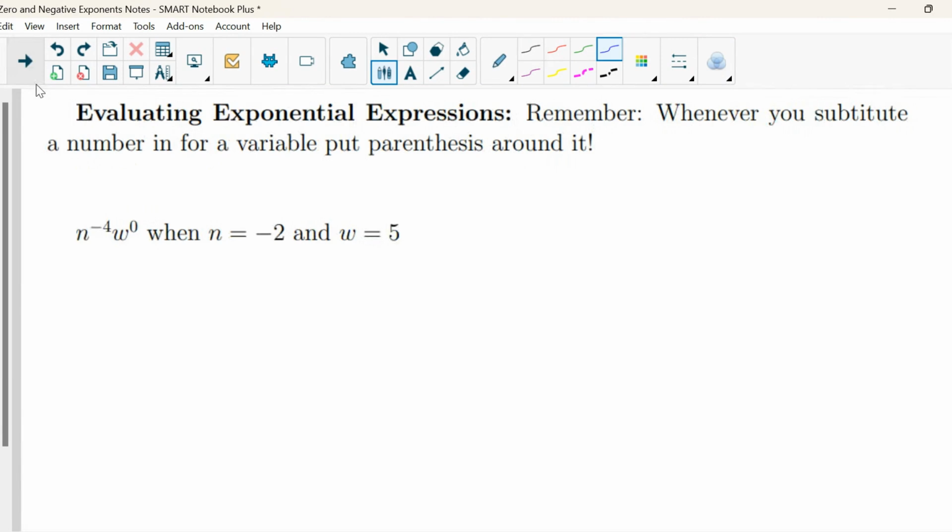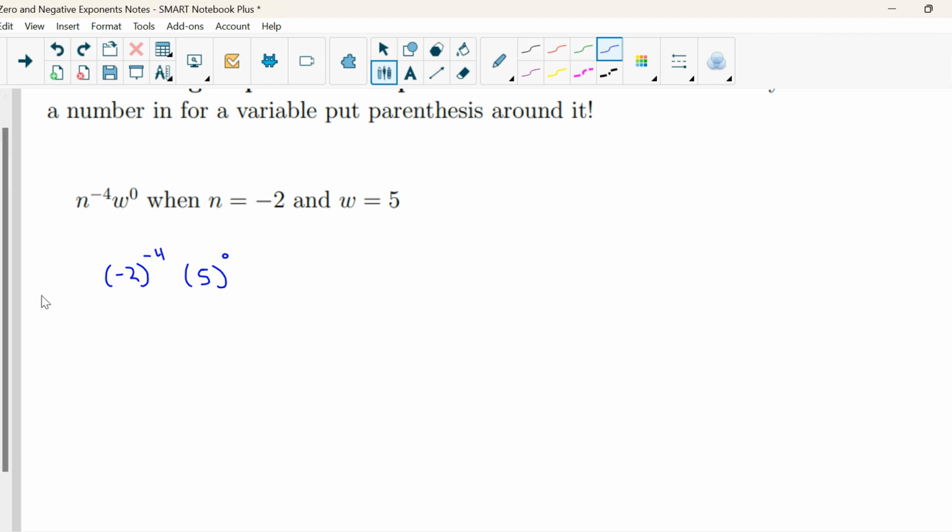Okay, evaluating exponents looks something like this. Remember, whenever you substitute a number in for a variable, you have to put parentheses around it. This is especially important when it comes to exponents, and you'll see why in a couple of lessons. So I know that n is negative 2. I'm going to sub negative 2 in for n, taking n to the negative fourth power, so negative 2 to the negative fourth power. w is 5, so I have 5 to the 0 power, and now I just need to evaluate this.